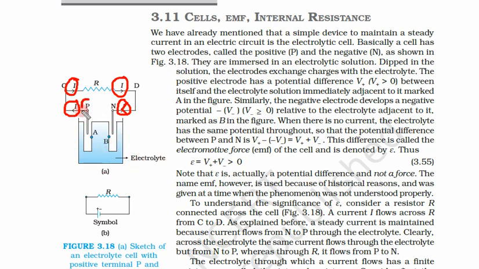Now there is this positive electrode and this negative electrode, and there is a contact between the electrolyte and the negative electrode at point B, and a contact between the positive electrode and the electrolyte at point A. These are the points where the electrodes are in contact with the electrolyte. Let us see what is happening.